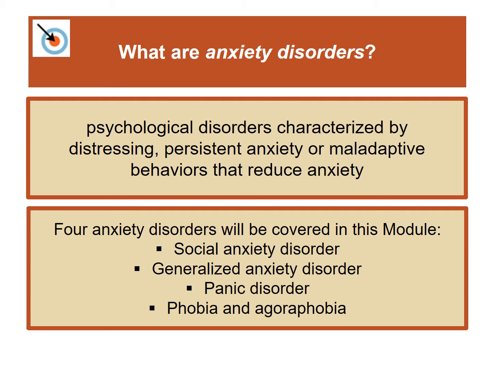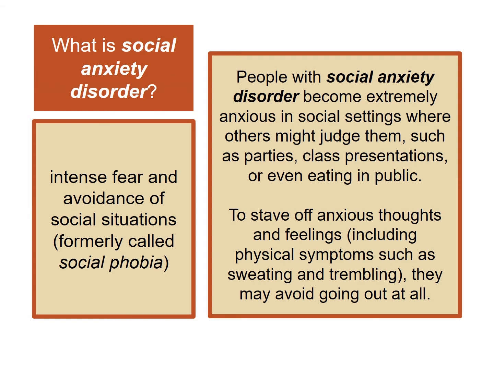These are psychological disorders characterized by distressing, persistent anxiety or maladaptive behaviors that reduce anxiety. There's four kinds that we're going to cover in this lesson: social anxiety, generalized anxiety disorder, panic disorder, phobia, and agoraphobia. So social anxiety disorder is the intense fear and avoidance of social situations, formerly called social phobia. To stave off anxious thoughts and feelings, including physical symptoms such as sweating and trembling, people with this may avoid going out at all.